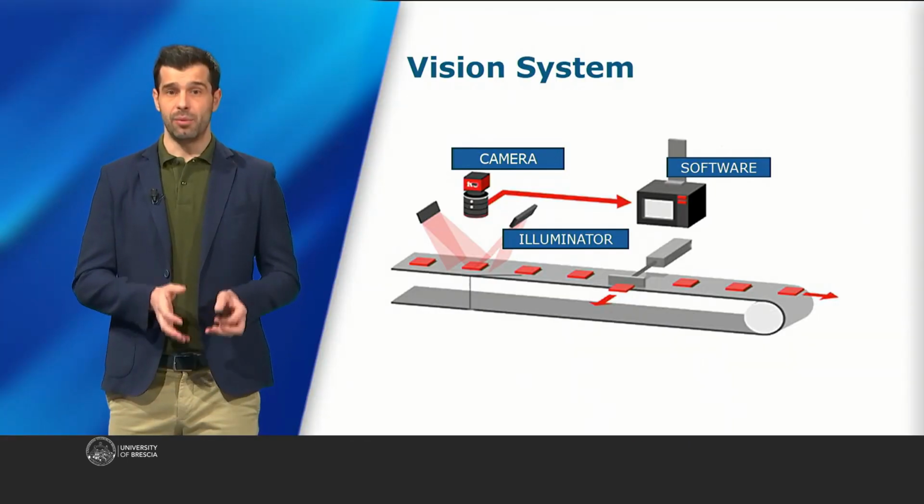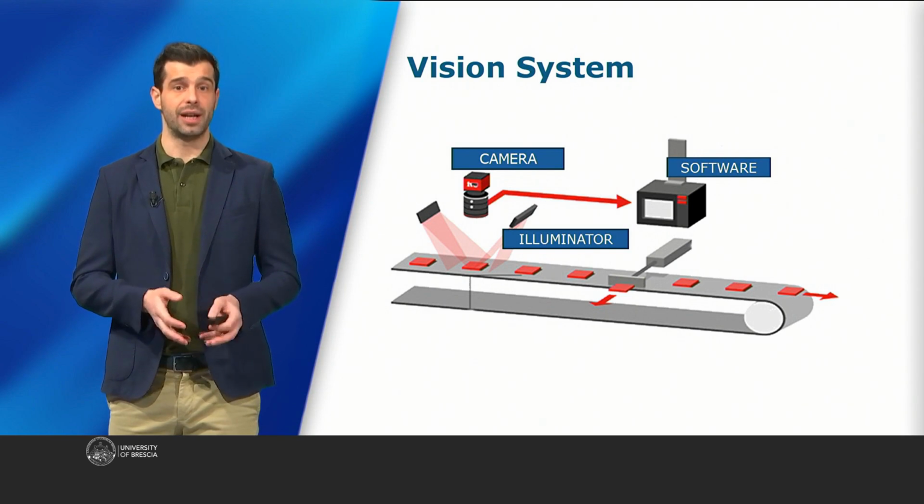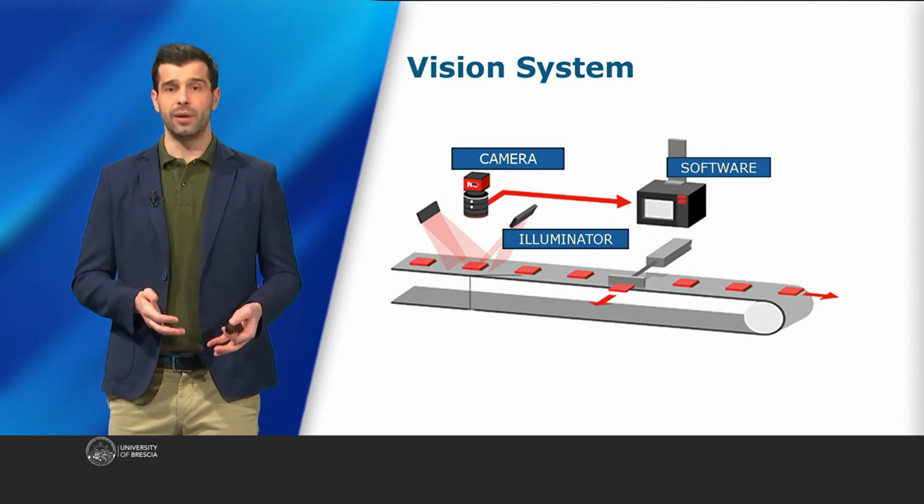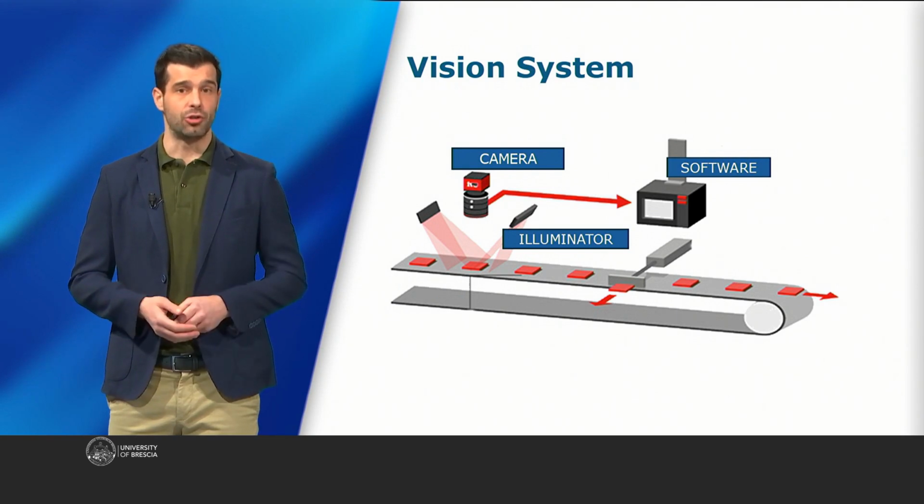Welcome back, everyone. We've reached the 9th episode of this course on computer vision systems. Today, we'll look at an example of how to define a vision system, starting from an object and outlining all the components we need in order to measure it.